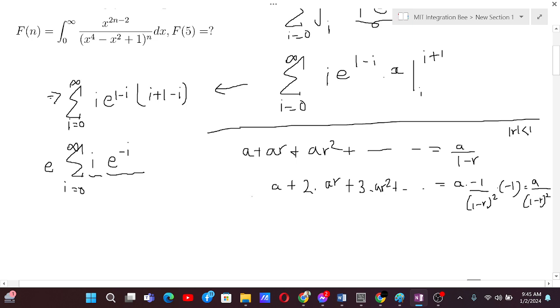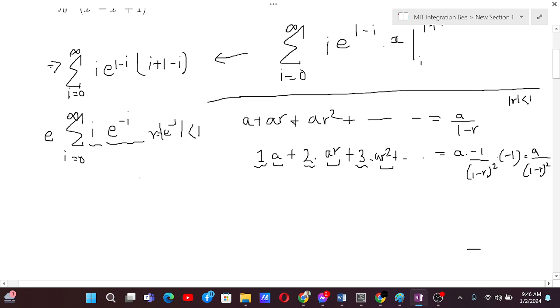So basically, here's an arithmetic series as well as a geometric series. So this is an arithmetico-geometric series, and it's going to infinity, and the sum is a by 1 minus r whole square. And basically here also, our common ratio is e to the power minus 1, and the modulus of e to the power minus 1 is less than 1. So we can use this formula over here.